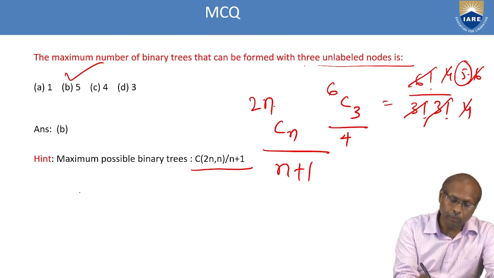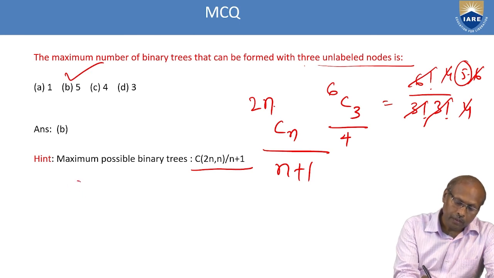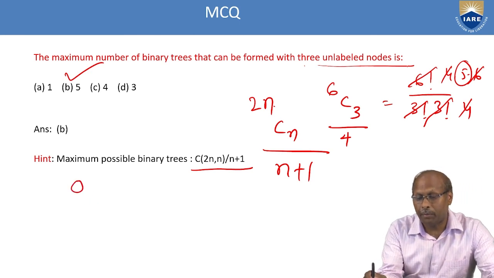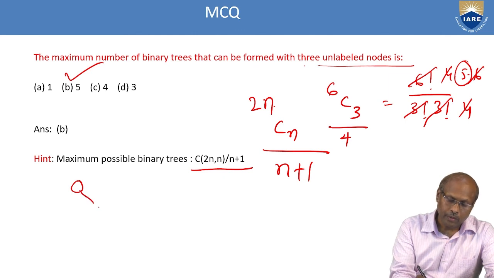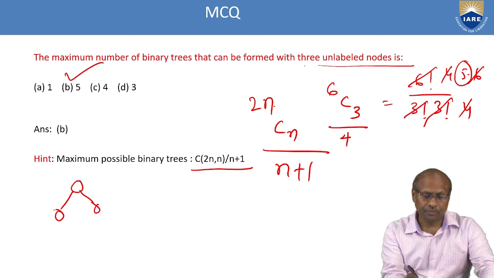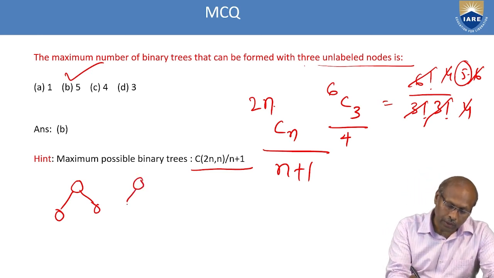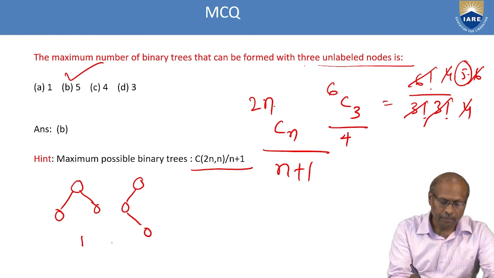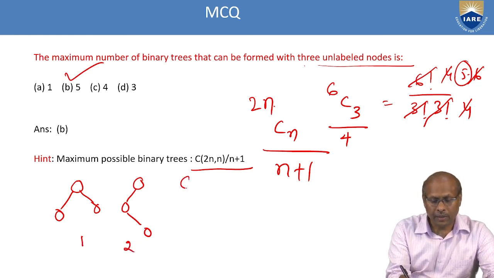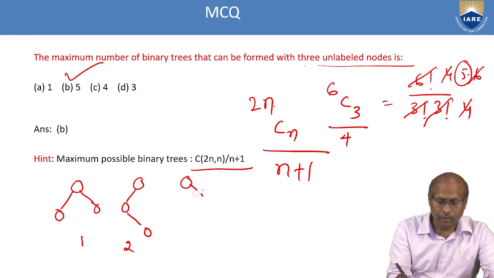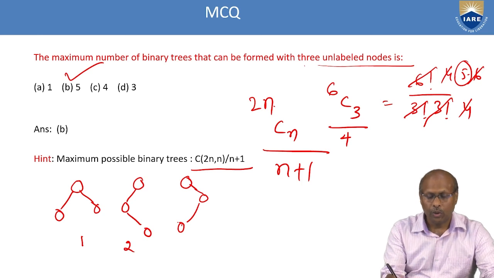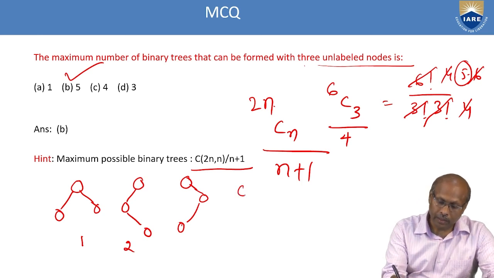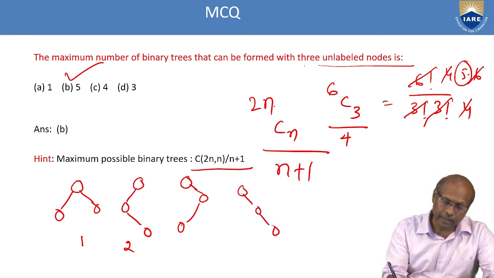How is it 5 trees? If you observe here, because the question is about unlabeled nodes, this is one node, this is one node, and this is one node. This is one way of constructing the tree. Or you can construct the tree in this way. This is the first, this is the second. Third one, you can construct in this way. This way also you can do. Or you can do like this, right, right, right. This is also another way.